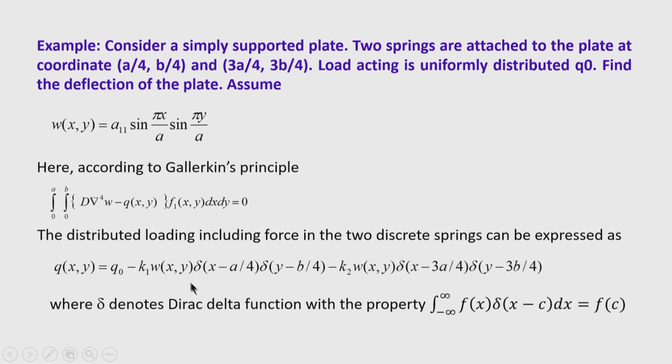The property of the Dirac delta function here can be used to simplify the calculation. The property is known to us: if a function f(x) is multiplied by a Dirac delta function with argument x minus c, and it is integrated within any limit, say minus infinity to plus infinity, then the value of the integral will be only the function evaluated at the point where the delta function is defined. The Dirac delta function is defined only at the point c. Therefore, the value of the integral will be the function evaluated at c.